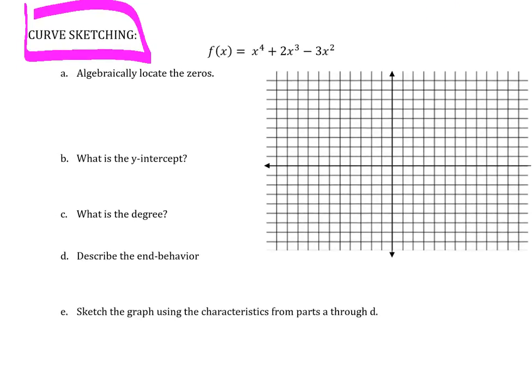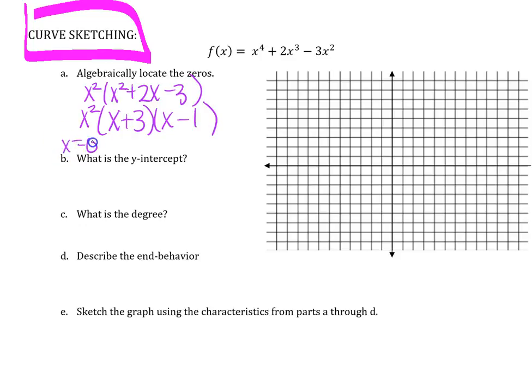All right, curve sketching. First, I'm going to algebraically locate the zeros here. So I notice there's a GCF I can pull out, so I'll do that first. This factors. Let's see, x minus 3, no, x plus 3, x minus 1. So my roots are 0, -3, and 1. But keep in mind that x equals 0 happens twice. So you have a multiplicity of 2, which means you're going to see a kiss in the graph.